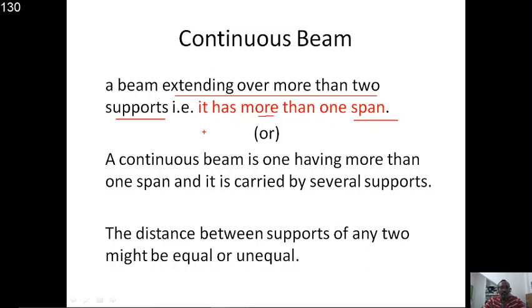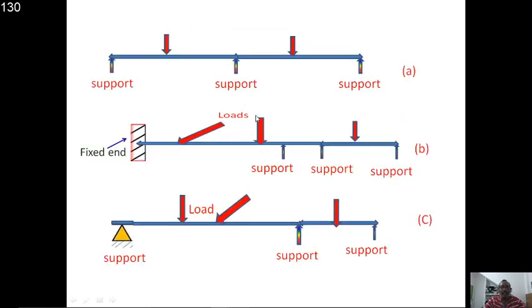You see here, I will show the figure of how it will look. See this type. It has more than two supports: support number 1, support number 2, support number 3. It has more than two supports, right? And spans also, if you see, this is span 1 and this is span 2, there are two spans, right? So more than one span, hence it is a continuous beam. More than two supports, hence it is a continuous beam.